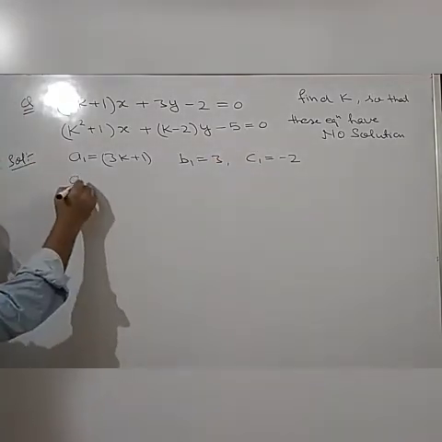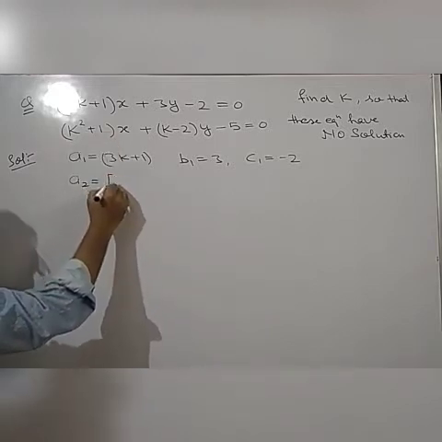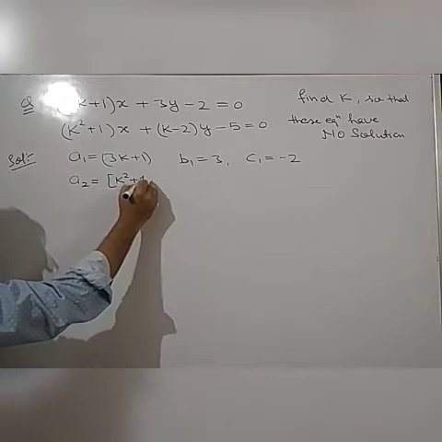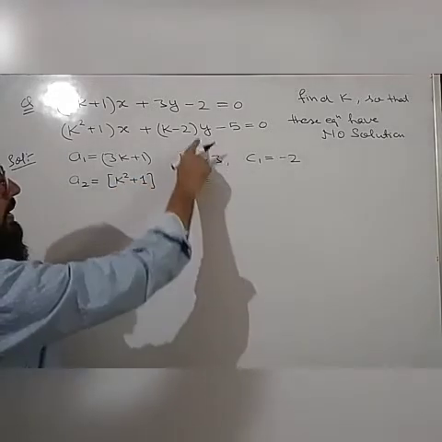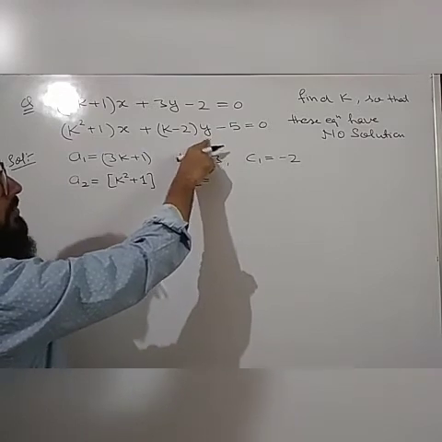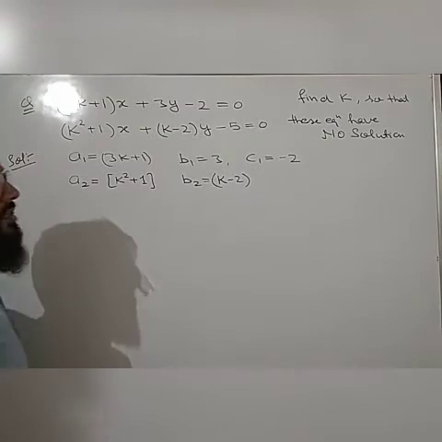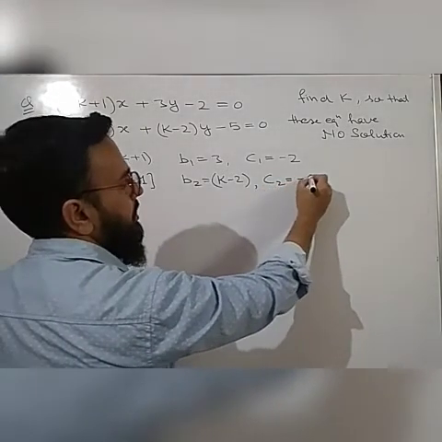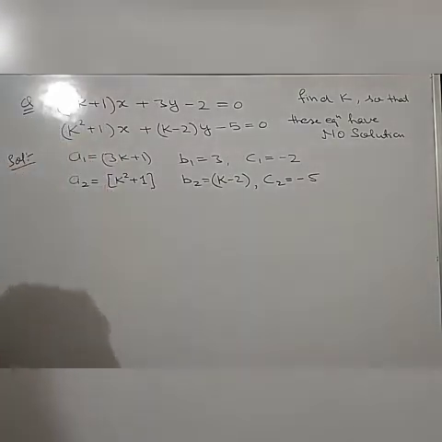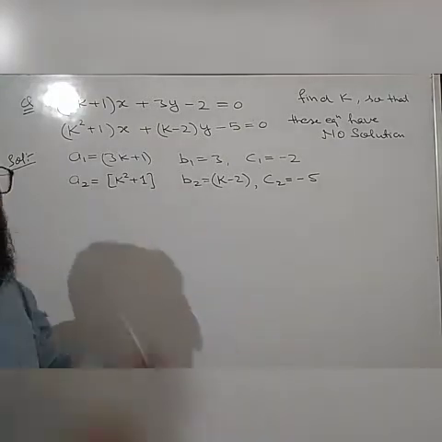Similarly, what is the value of a2? The coefficient of x in the second equation is a2, so its value is k square plus 1. Similarly, what is the value of b2? It is the coefficient of y, which is k minus 2. And the constant term of the second equation is minus 5, so c2 is equal to minus 5. Okay, so we got the values of a1, b1, c1 and a2, b2, c2.